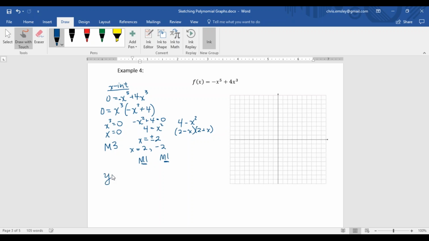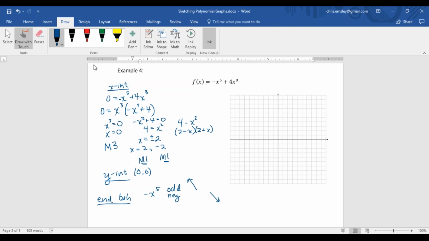Our y-intercept: put 0 in for x, and we again are just going to get the origin for our y-intercept. And our end behavior: our leading term is negative x to the 5th. So that is an odd exponent and a negative coefficient. So that means it's going to be up on the left and down on the right, kind of like a linear function with negative slope.